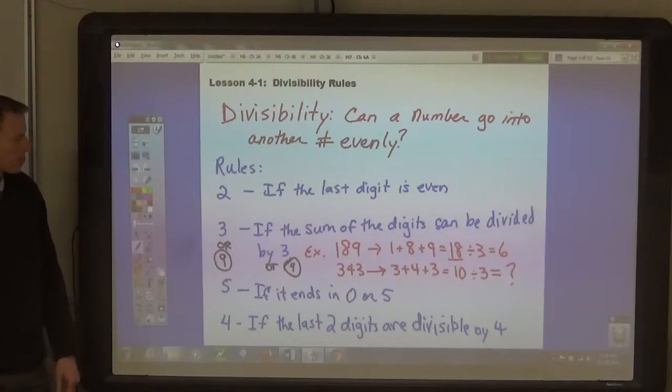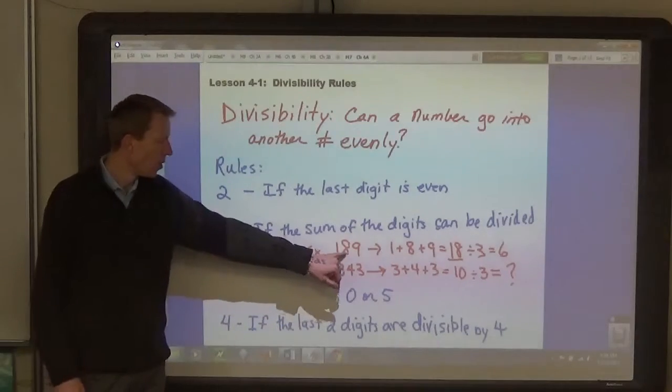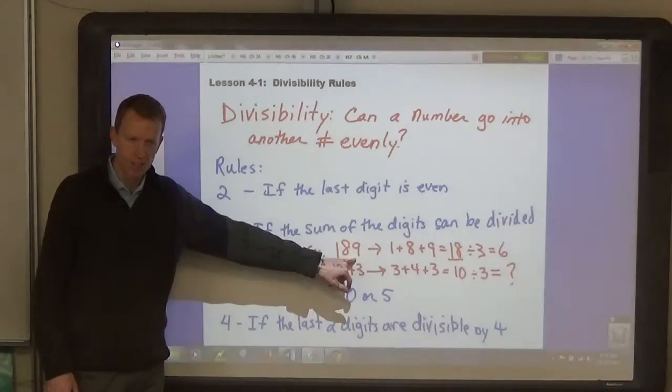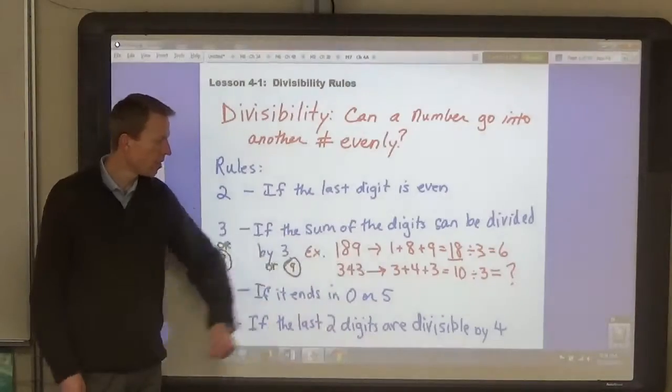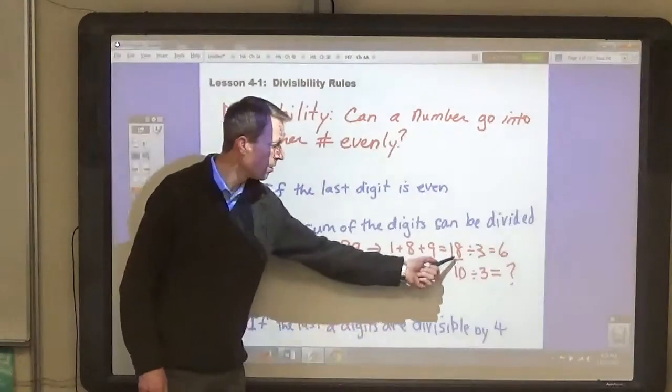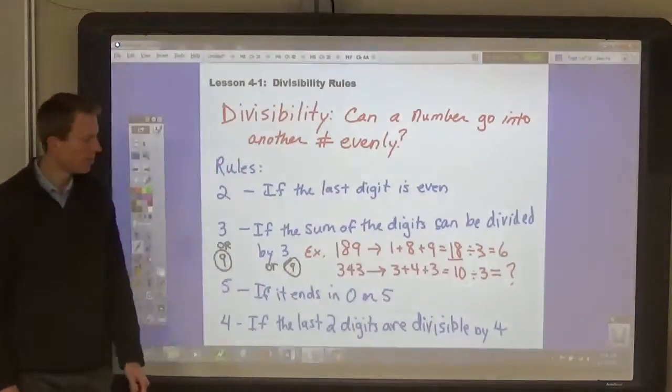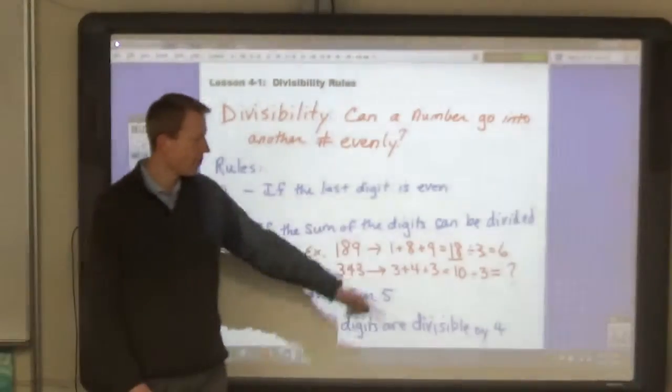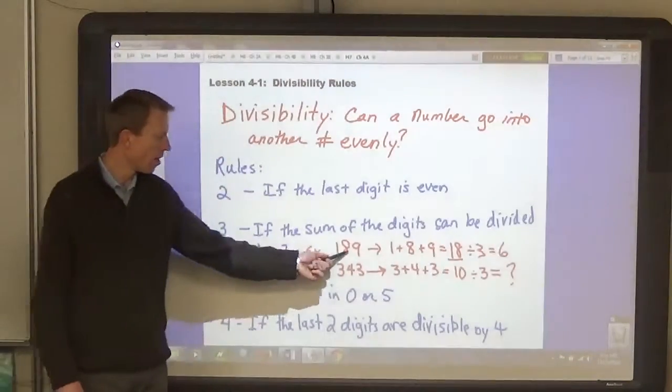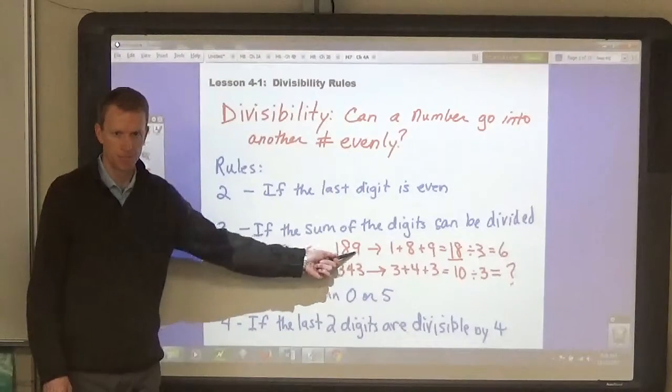Okay? So look at this one. 189. If you add 1 plus 8 plus 9, the sum of those digits is 18. And 18 is divisible by 3, and so 189 is divisible by 3. Right?